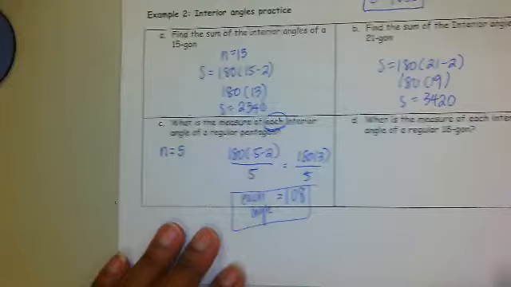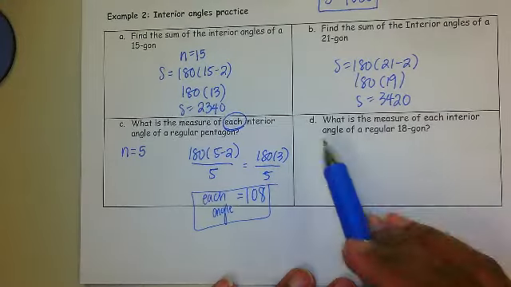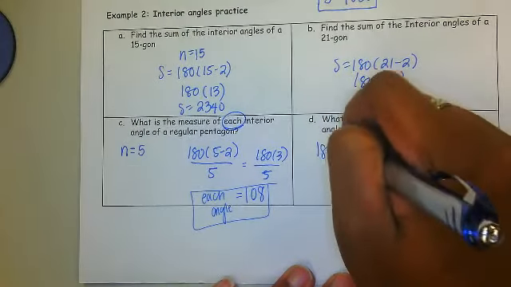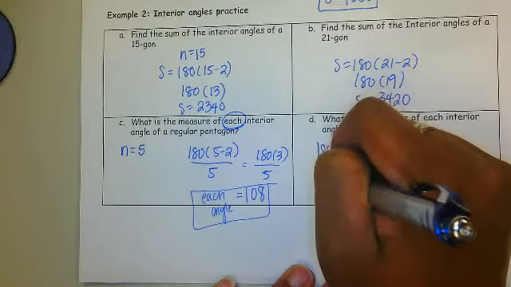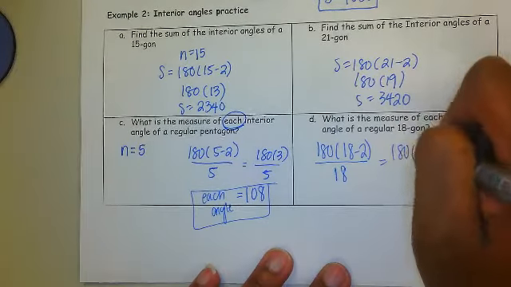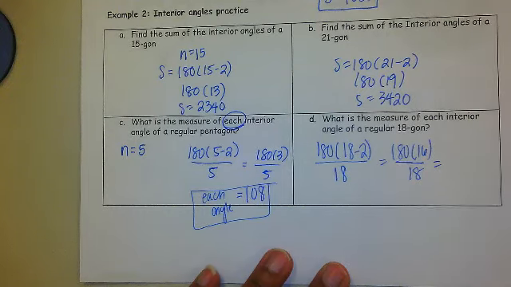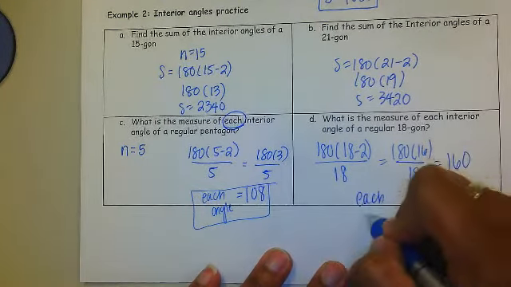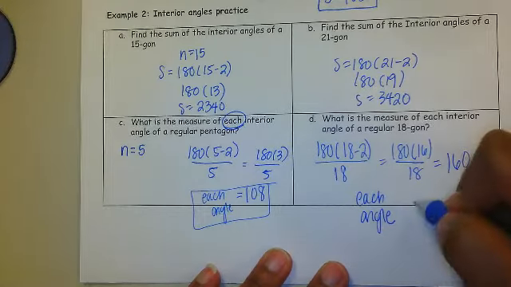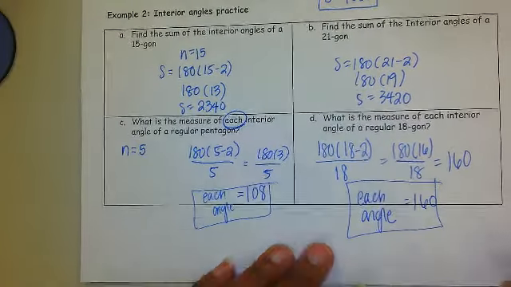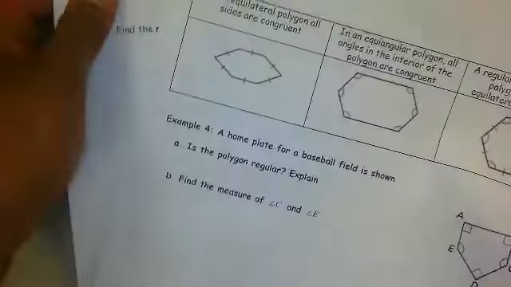See the difference between doing each and doing the sum? What is the measure of each interior angle of a regular 18-gon? Again, 180 times 18 minus 2, but then we divide by 18. So 180 times 16 divided by 18 is going to give me 160. So each angle in a regular 18-gon is going to be 160.